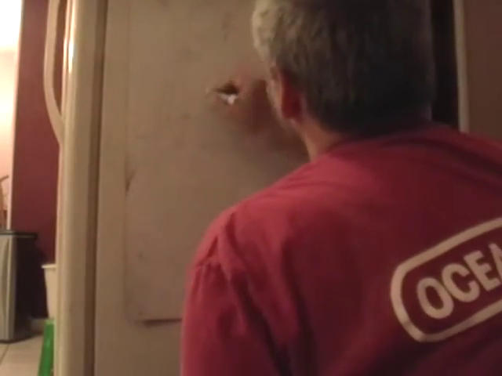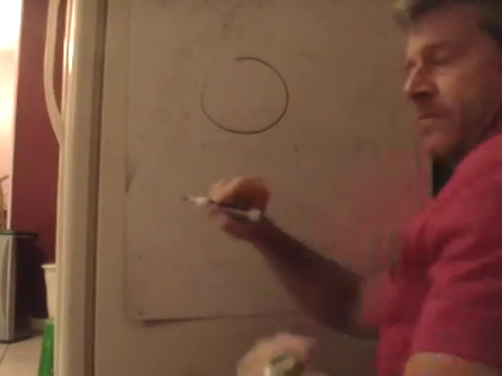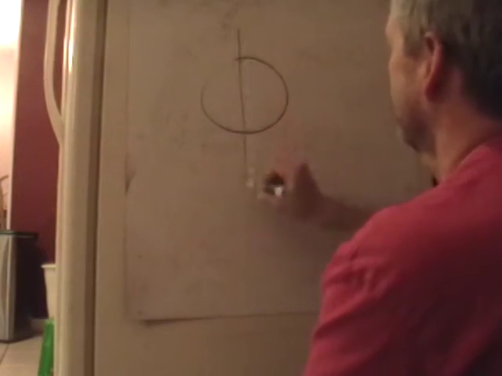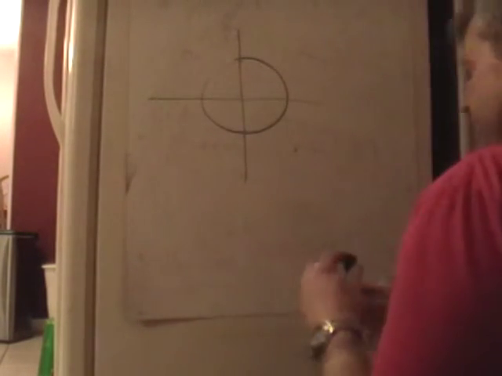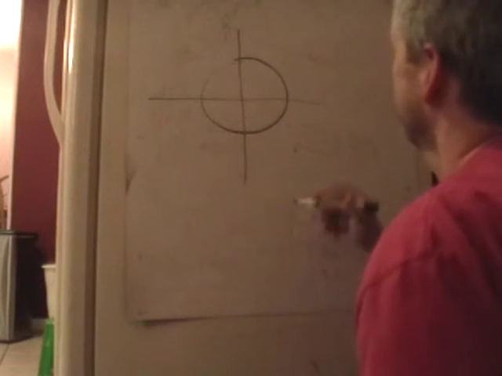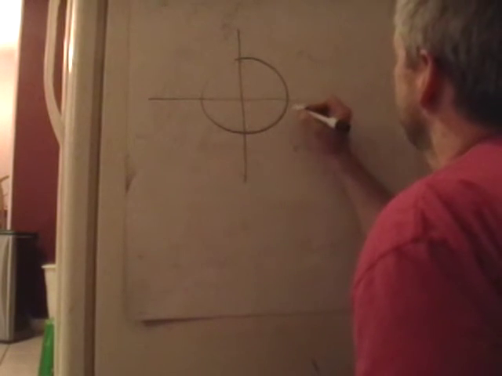So, let me erase this. All right. Circle. I think you're in the way. Okay. You're good. Let's assume that that's a good circle, that it's a perfect circle.